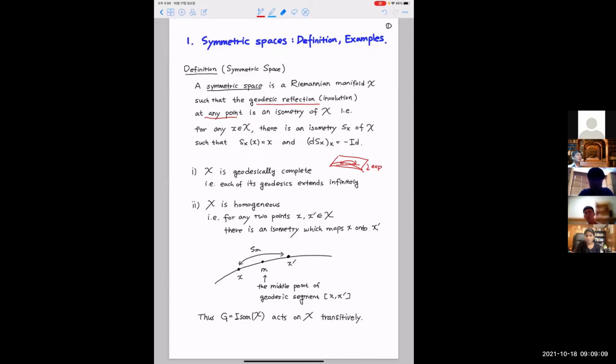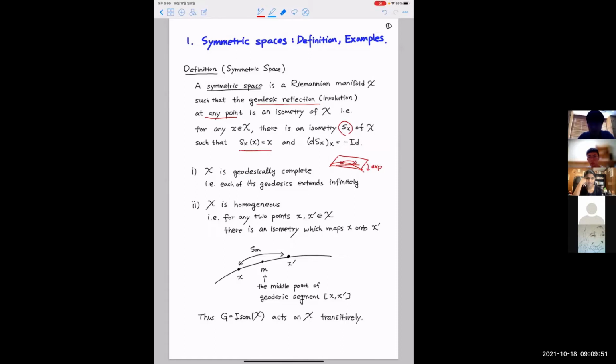Okay, so that means that for any point X, there is an isometry S_x corresponding to the geodesic reflection. It fixes X and its differential at X is just minus identity. So that is just the definition of the symmetric space. It is simple, but it gives a lot of corollaries or results.